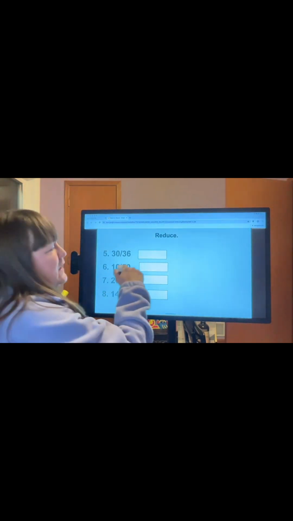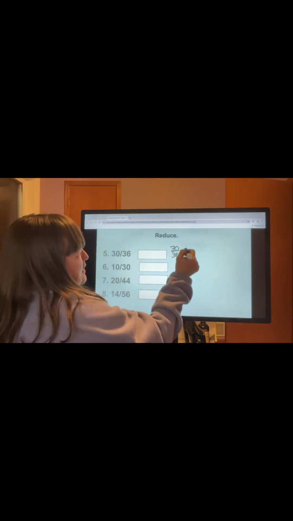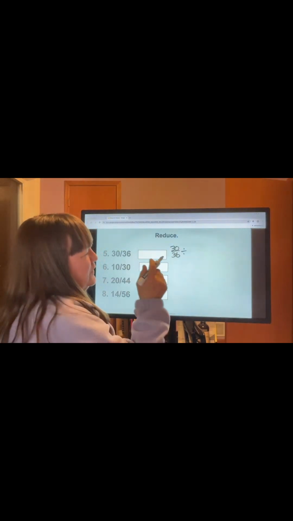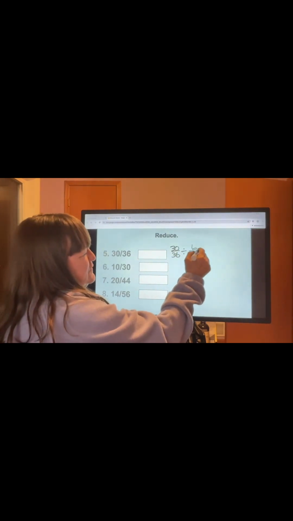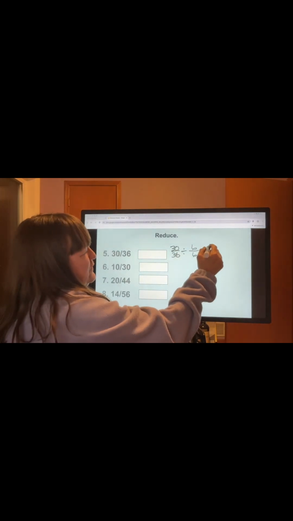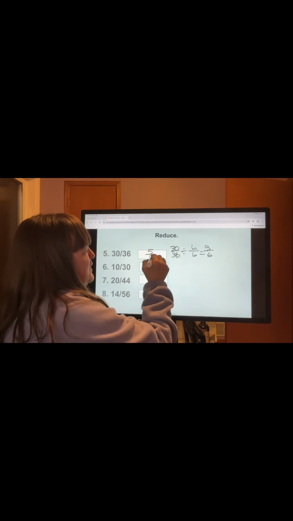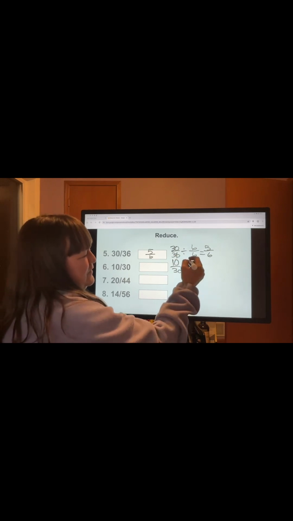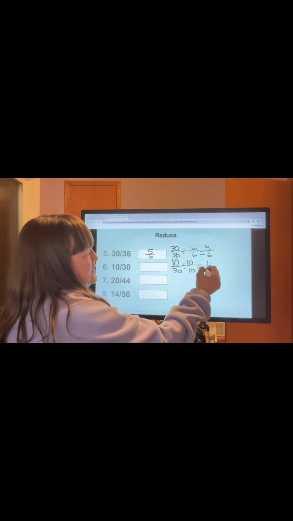Okay, we're on number 5. 30 over 36. I know both these numbers are even, so I know 2 goes into there. I know that 3 goes into there. And I know that 6 goes into there. So 6 goes into 30 5 times. 6 goes into 36 6 times. So 5 over 6. 10 over 30. I know for sure they're even. I know that 10 goes into 10 and 10 goes into 30. So reduce it to 1/3.